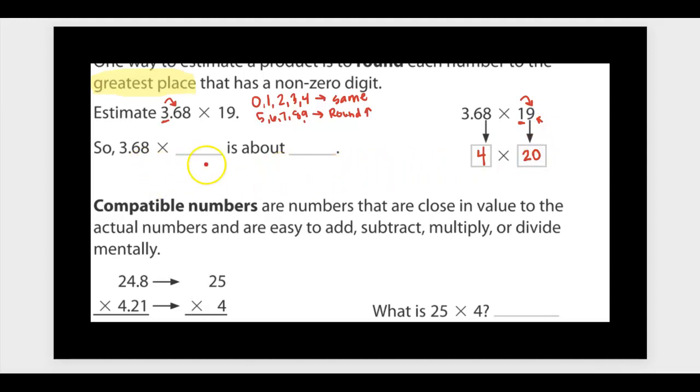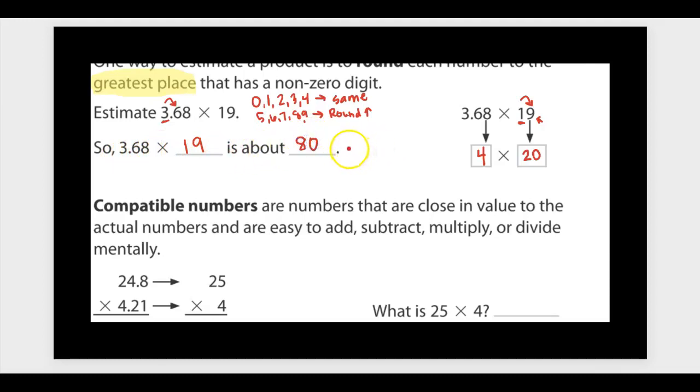So basically, 3.68 is really about 4 times 20. And I know that 4 times 20 is, I can count by 20s, 20, 40, 60, 80. So here I'm just going to fill in the blank. So 3.68 times 19 is about 80.